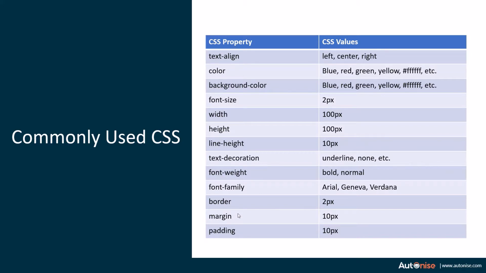Margin is used to specify the distance between the element and your other element. So if there are two elements, let's say one is on the top and another is on the bottom, and you want to specify some distance between these two elements, you use margin to do so. The margin is an external property. So the distance is applied outside the elements.